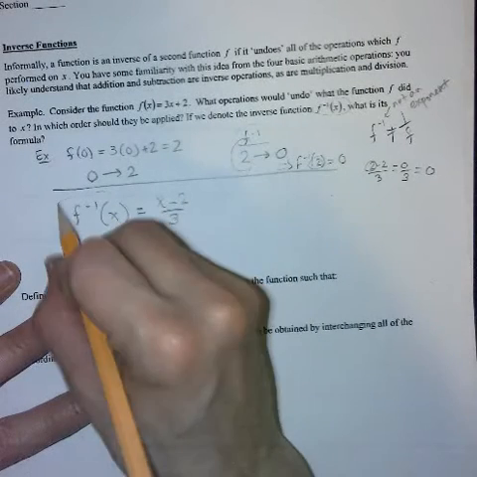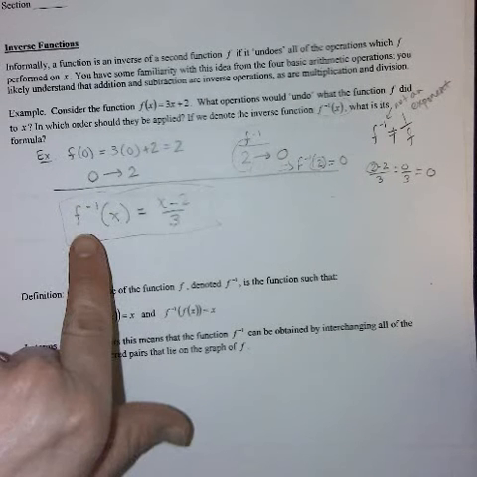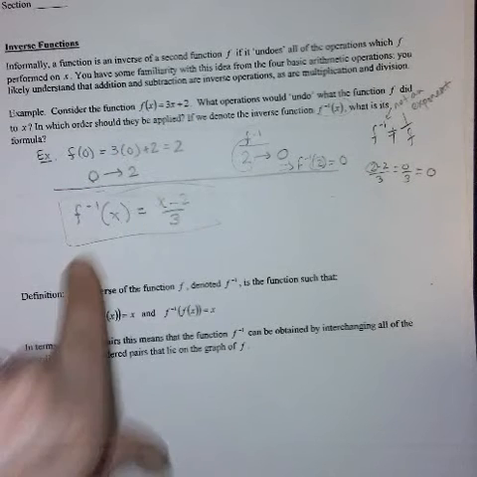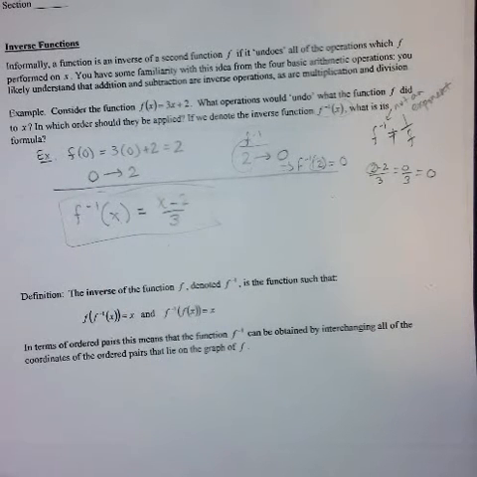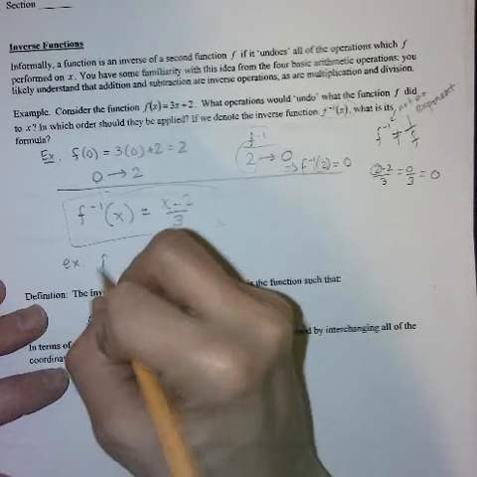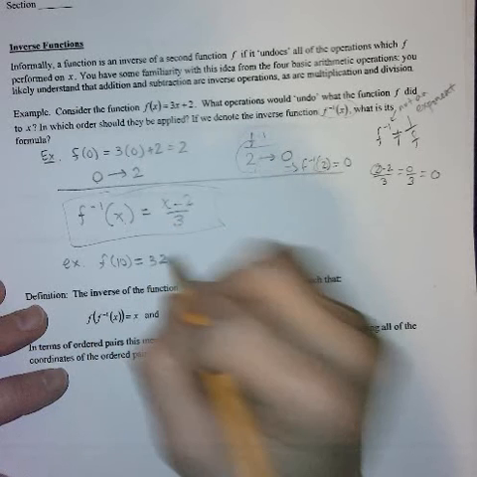We'll talk more about how you can tell if you have the true inverse a little bit later. For now, just take my word for it. But no matter what number I put in here and get out an output, if I take that output and put it into this formula, I'm going to get back to the original input. So for example, let's do a different number. f of 10 is 32, right? 3 times 10 plus 2.